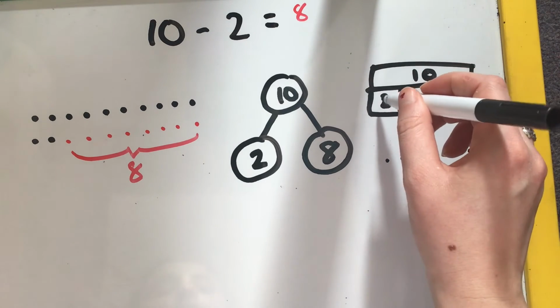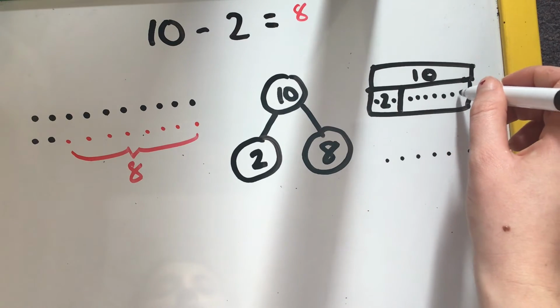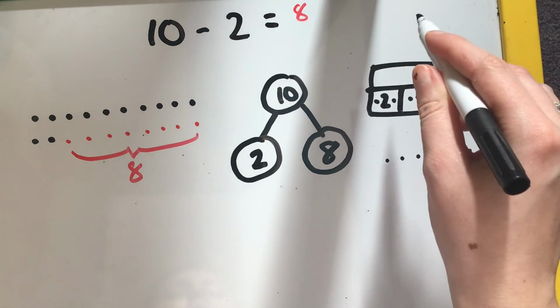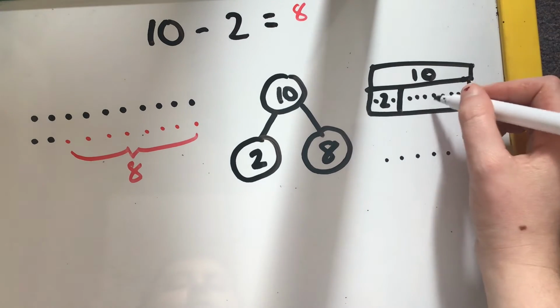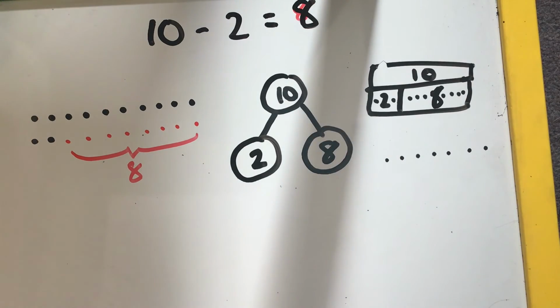So if you draw it out as dots, you'd have 2 in there, and the rest of your dots. So you'd have 10 dots drawn out, and then you just separate them by the number that you knew. And I can see that there are 8 dots there, so my answer is 8. So I know my answer is 8 for this problem.